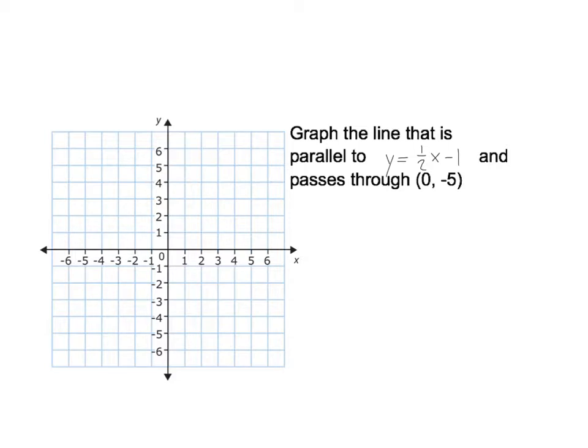Pause the video and then play it when you're done. Alright, so just similar to the last one, we're going to graph the line that is parallel to this line, but it passes through the point (0, -5). So this line has a slope of 1/2. Well, we know that parallel lines have the same slope. So our new equation, I'll do this one in red, is going to be y equals, well, the slope on the first line was 1/2, so this one's also going to be 1/2.